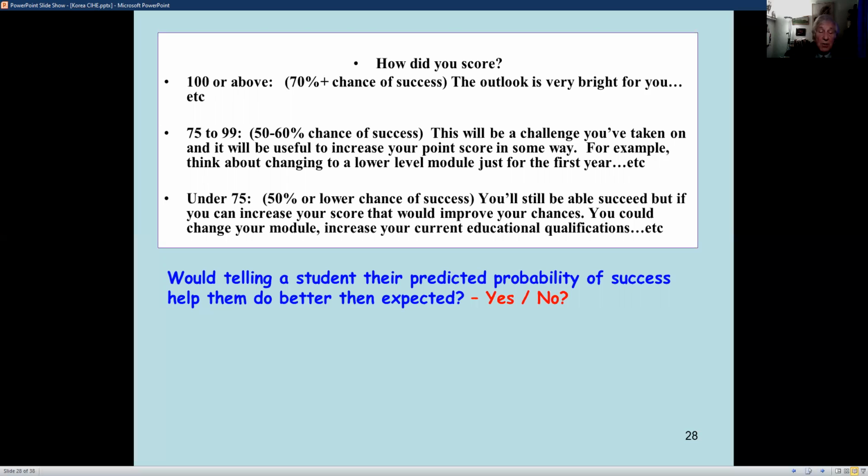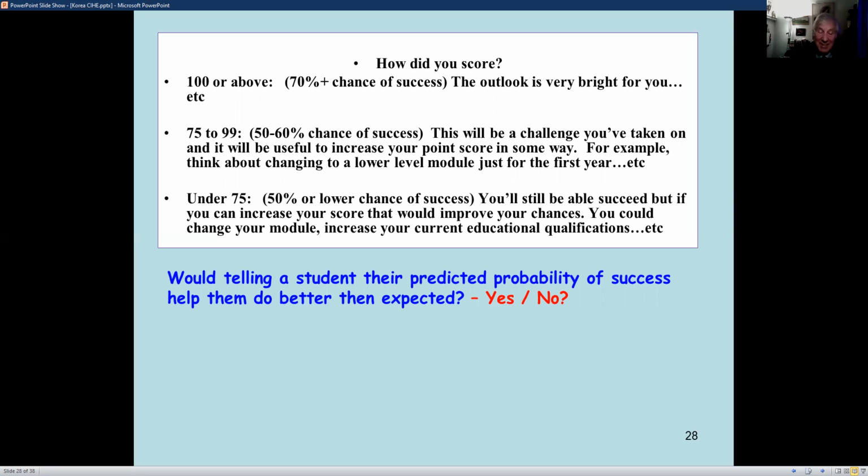The idea was that students who got a low score, let's say 50% or lower chance of success, could be encouraged to think about ways in which they could increase their score. For instance, they could register for fewer modules or start at a lower level or improve their previous qualifications and so on. The difficulty was finding a phrasing that would convince the student that they were on too high a level or had enrolled for too many modules without deterring them completely.